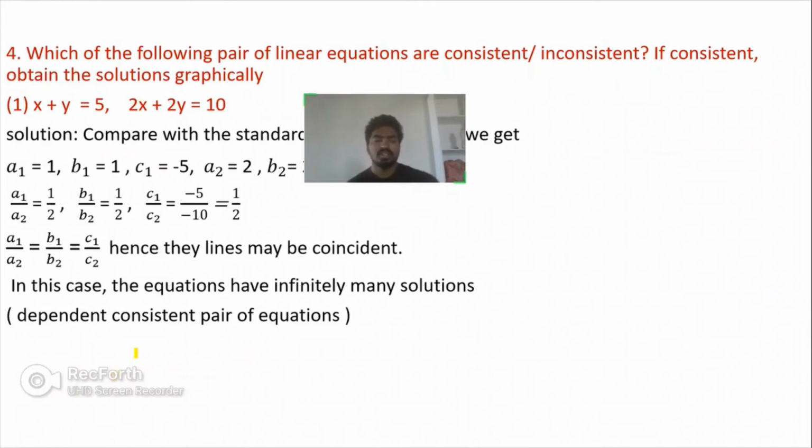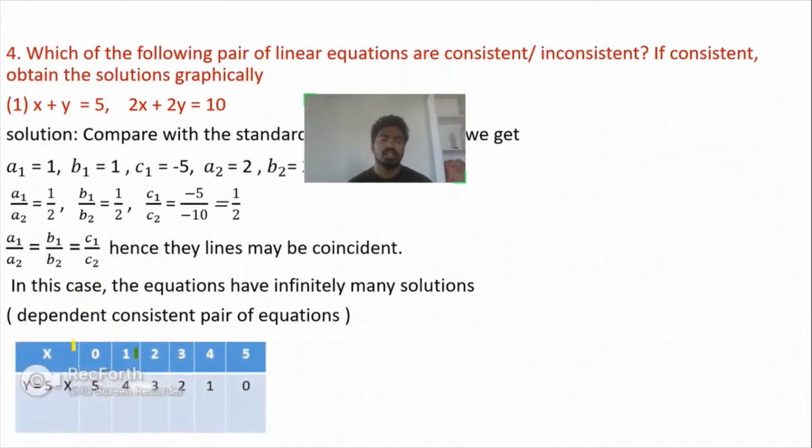Now we have to frame a table stating the x value and y value. So if I choose x is equal to 0 and substitute it in y is equal to 5 minus x, then I get y is equal to 5 minus 0, which is equal to 5. And if we take x is equal to 1, then y is equal to 4. If I take x is equal to 2, then y is equal to 3. If x is equal to 3, then y is equal to 2. If x is equal to 4, then y is equal to 1. If x is equal to 5, then y is equal to 0.